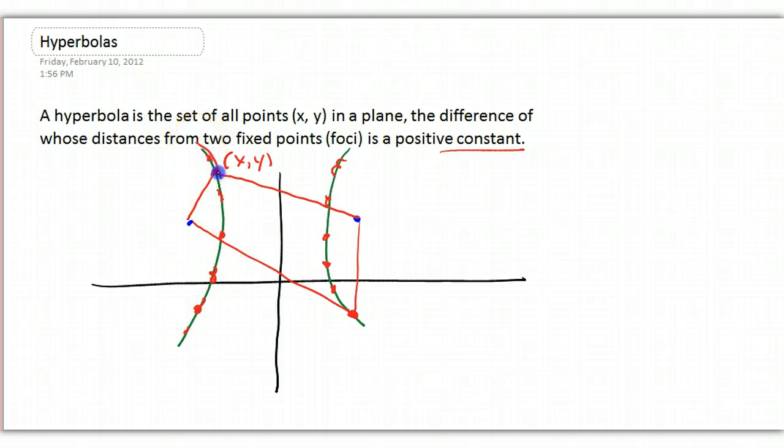Now both of these curves together make up one hyperbola, and they are not two parabolas trying to have a collision. It's totally different from a parabola.